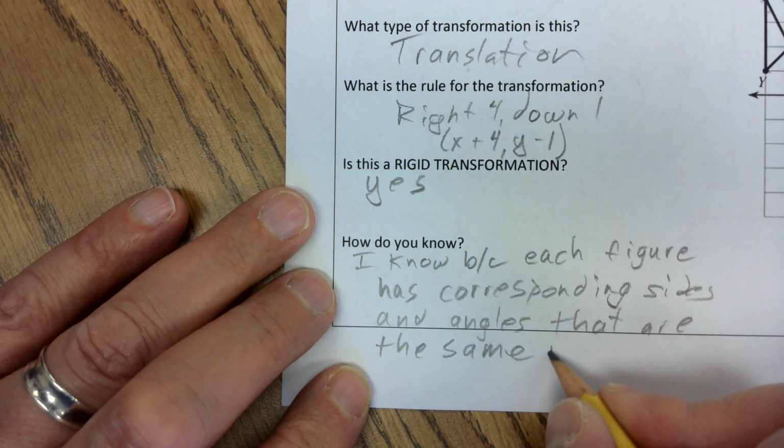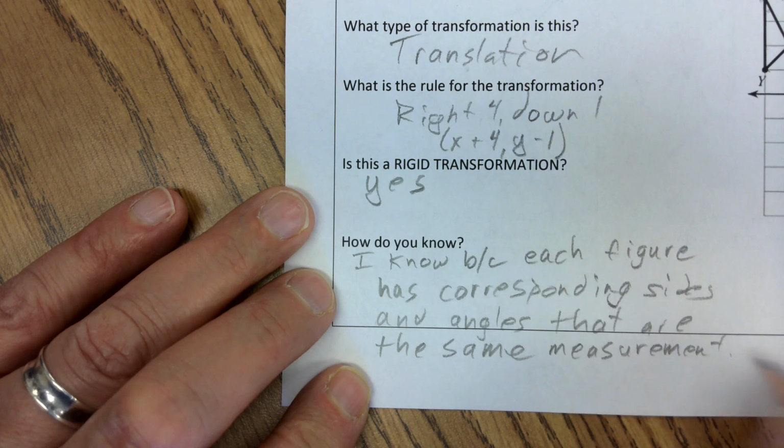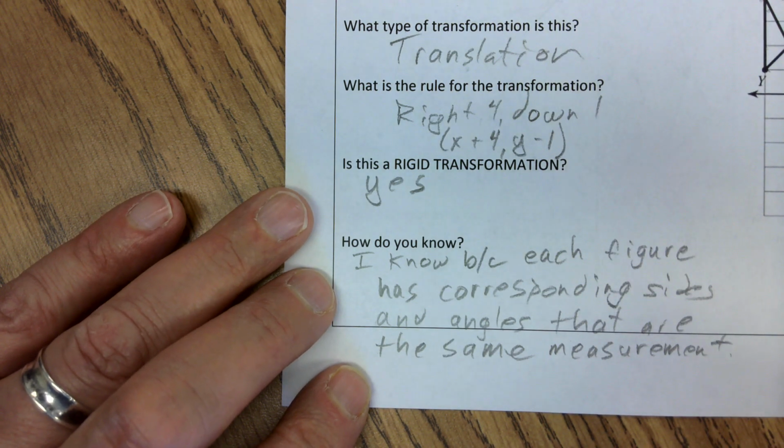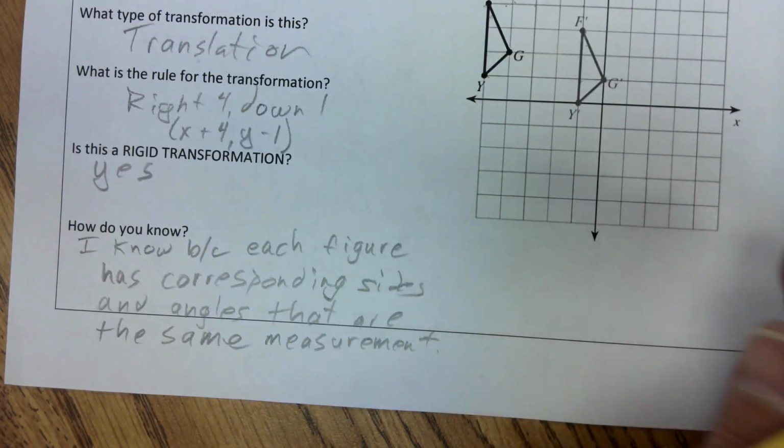A shorthand way of saying this would be to say that they are the same shape and the same size. Therefore, they are congruent. Again, congruent means that shapes are the same shape and same size.